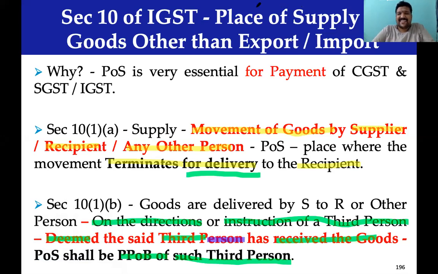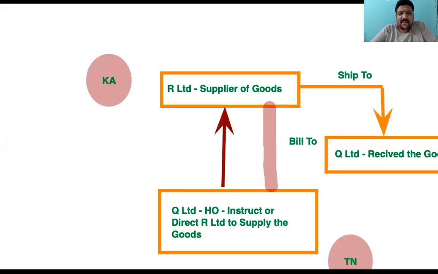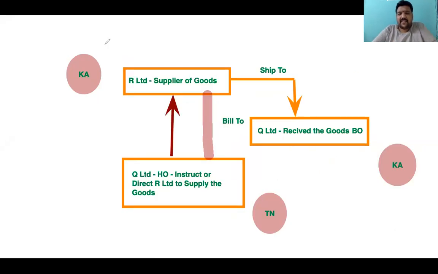HO and branch, same person or different person? Hope you all now understood the problem here. Do you have a third person or you don't have a third person? Sir, we have a third person. If you come out and say, yes, sir, we have a third person, that third person has to be looked at from the eyes of the GST law.